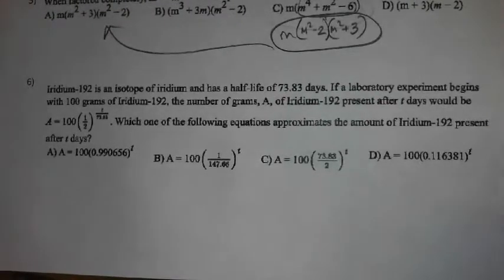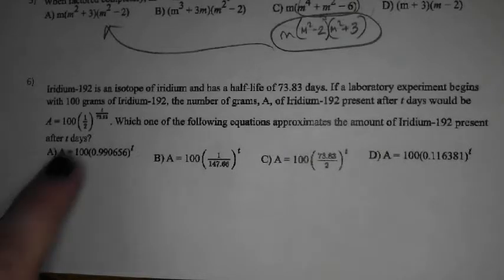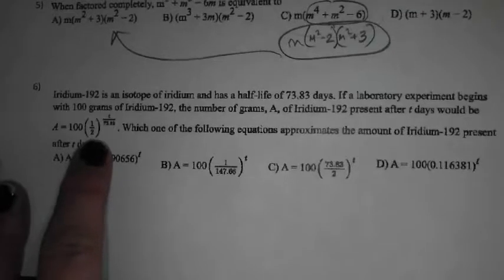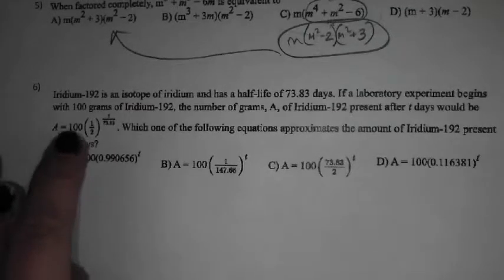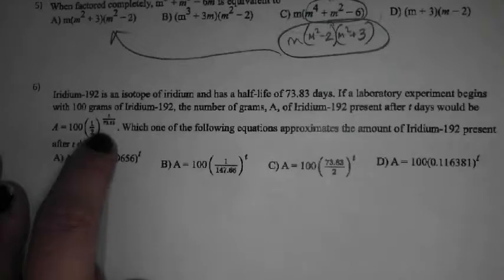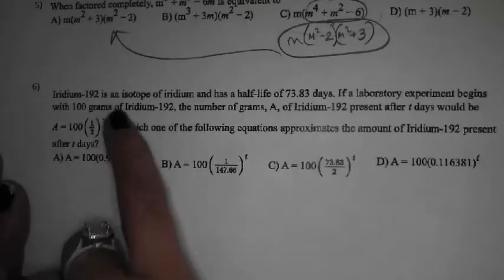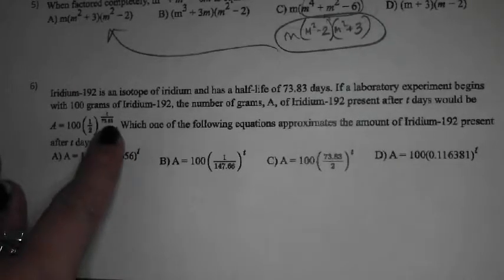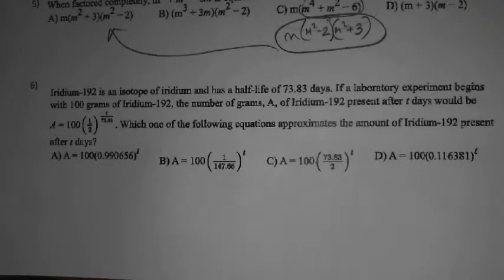Okay. Our favorite kind of question. Iridium 192. The 192 means nothing. It's just the name of this chemical or isotope. It has a half-life of 73.83 days. So half-life means you lose half of the amount in that amount of time, right? So they gave you the formula. That was awfully nice of them because they did not need to do that, right? We could have written ourselves 100 parentheses 1 minus your rate of 50%, 0.5, to the T over P power, where P is 73.83 days. Which one of the following equations approximates the amount of this after T days?